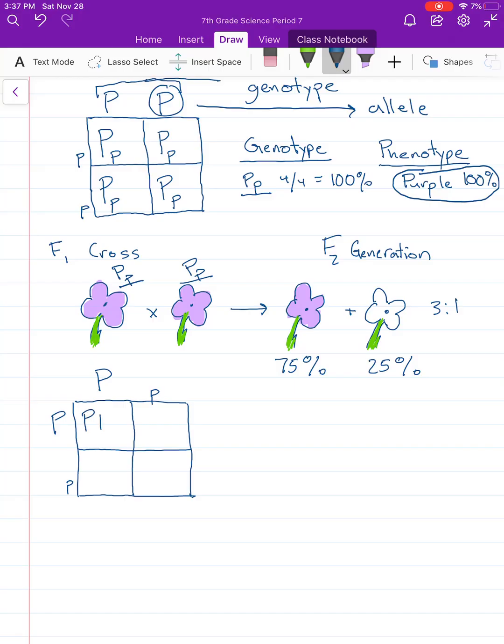I get a big P in my first box, a big P, little p in my second box, a big P, little p in my third box. In my lower box, I'm taking just this allele and this allele, and I get a little p, little p. Okay? So again, let's decode this. Always write genotype and phenotype to decode.